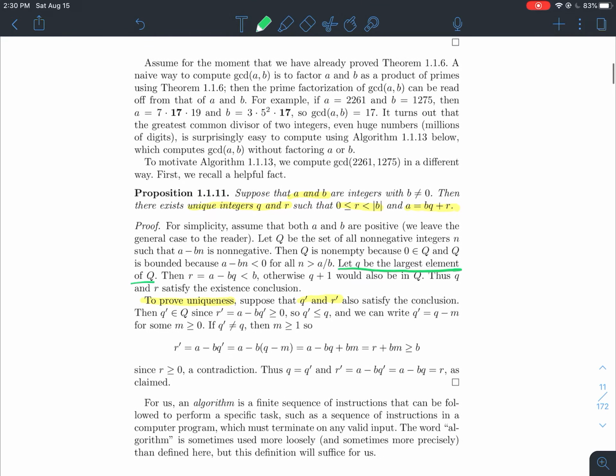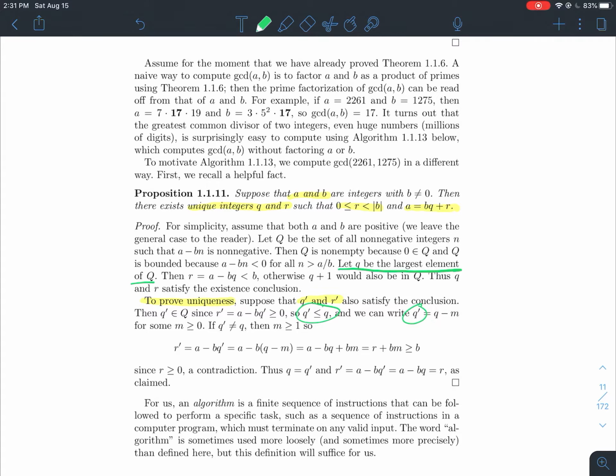So what would happen then? Well, if q prime is a number that's in capital Q as well, then r prime, I know by definition, has to be a minus b times q prime. That's a non-negative number by hypothesis. So what can we say then? Well, then q prime has to be less than or equal to q, since we assumed that q was the largest element of big Q. So what does that allow us to do? Well, q prime is a little bit less than q, is what this says here.